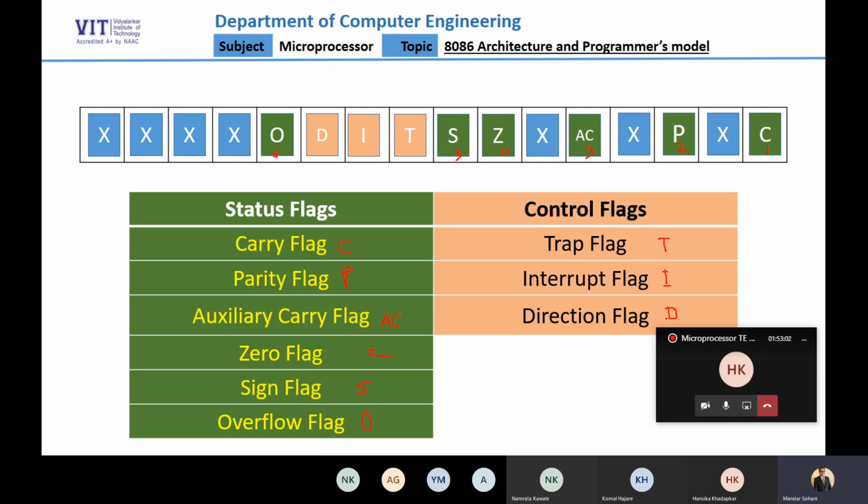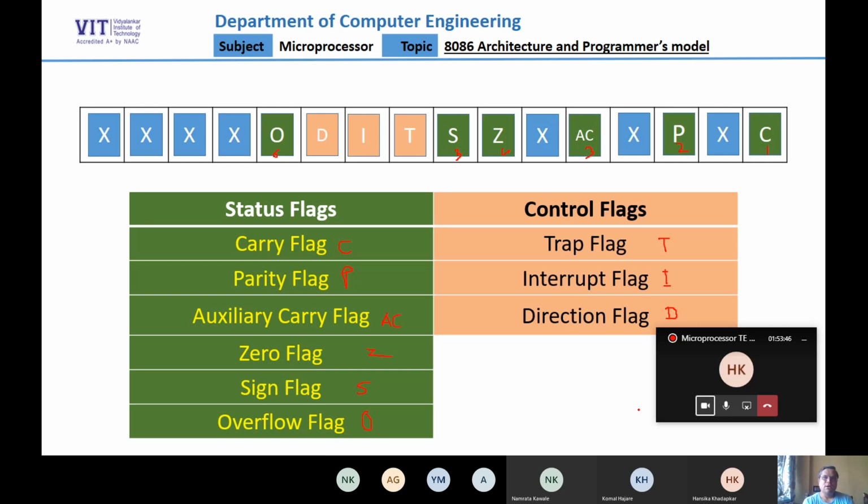Now you should write the next point. The status flags are used by the processor. This is very important. The status flags are used by the processor to indicate the status of the result. The programmer can use them to perform decision making. So status flags are used by the processor. This is important.